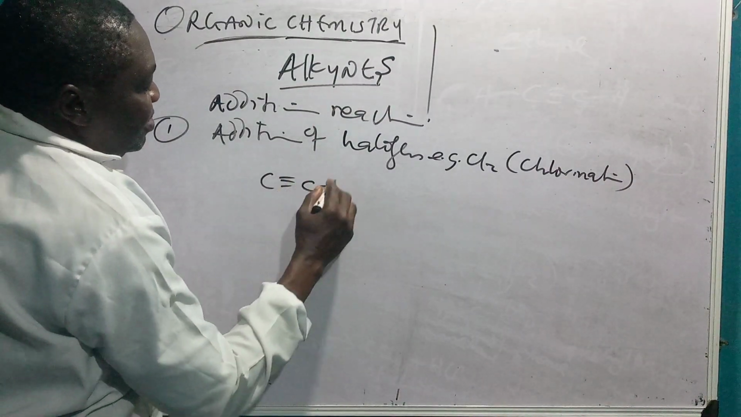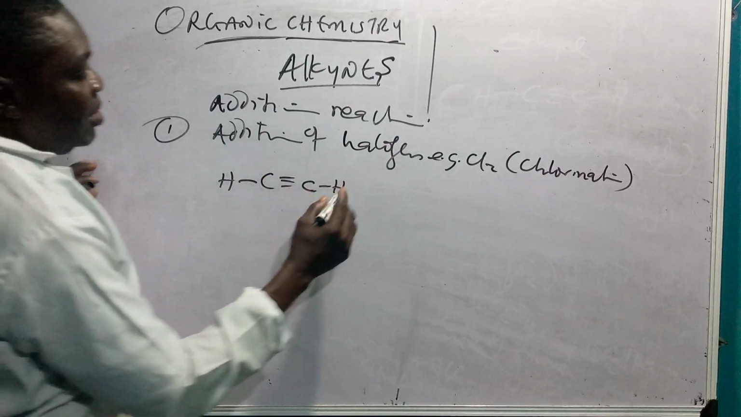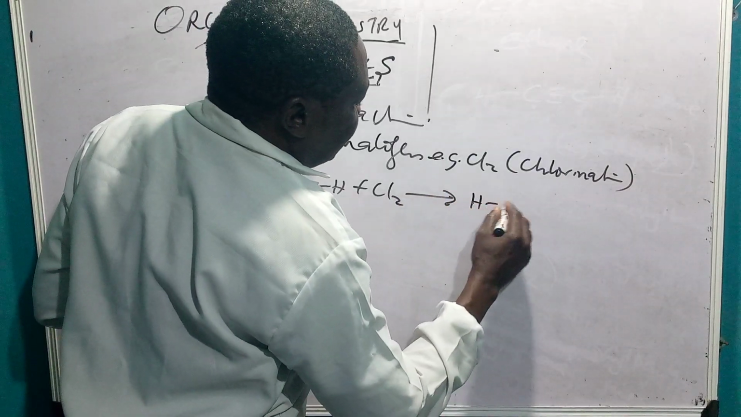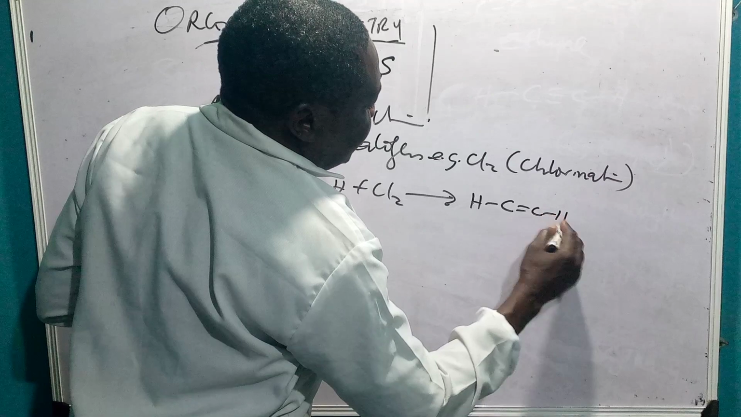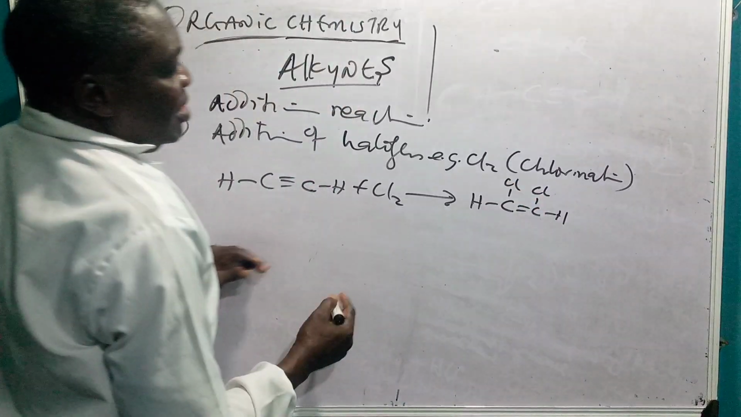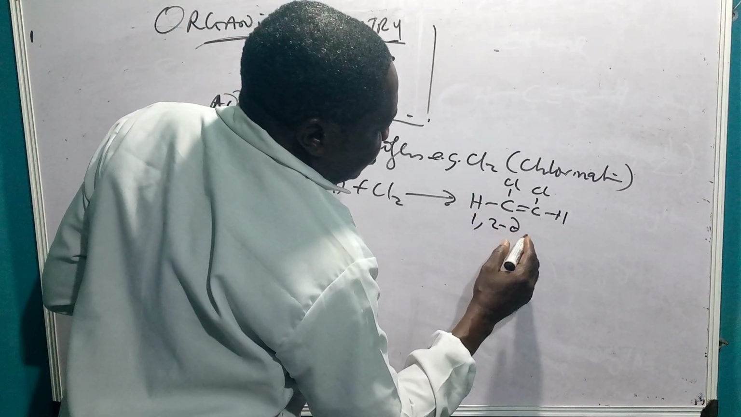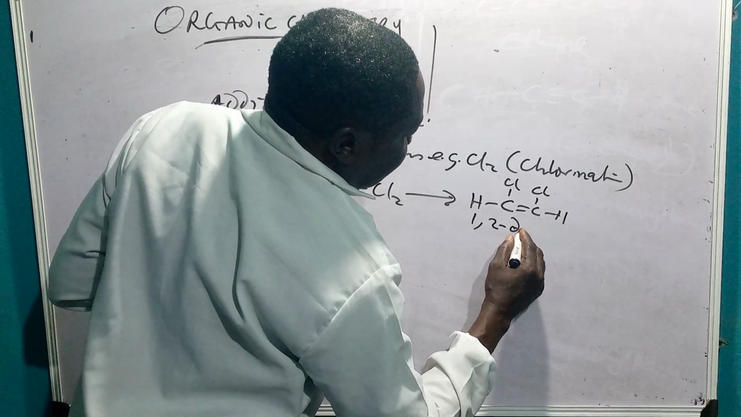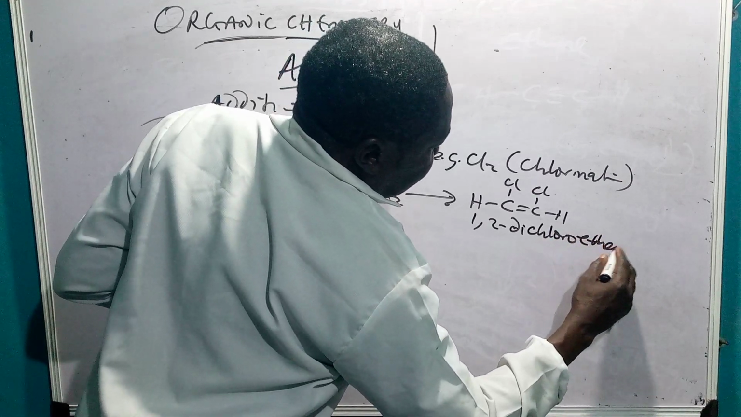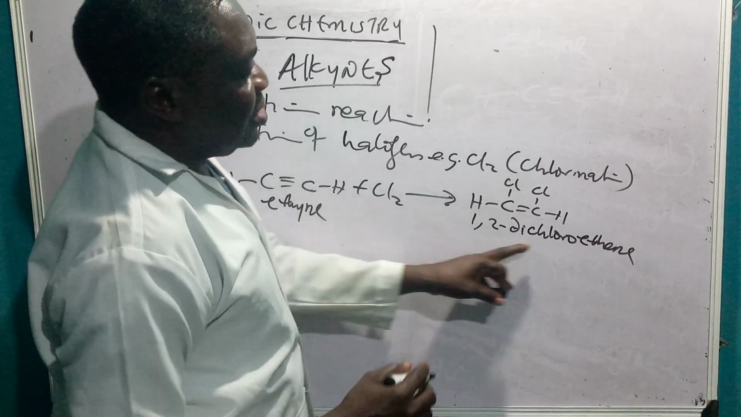C triple bond C. Triple bond between two carbon atoms, not between carbon and hydrogen. Plus Cl2. You have H to C, double bond C to H. You also have chlorine here. You have chlorine here. You can see it. This is 1,2-dichloroethene, with a hyphen before the word. From ethyne to 1,2-dichloroethene.